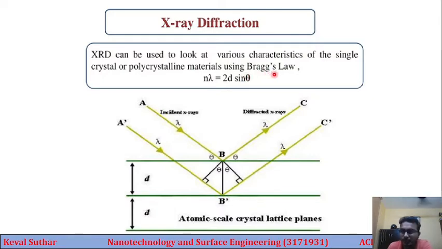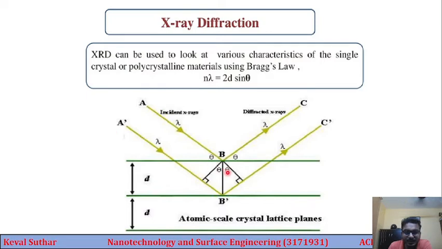using Bragg's law. You might have studied Bragg's law in your school time, during your 11th or 12th standard, so we are not going to discuss that. Bragg's law is given by n lambda equals 2d sine theta. Here lambda is the wavelength and d is the depth, sorry, not the diameter, and theta can be seen from this figure.